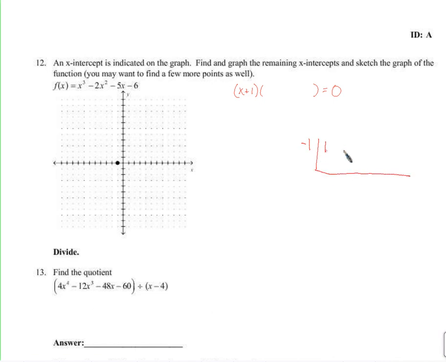And then I put my 1, negative 2, negative 5, and negative 6. Bring down the 1. Negative 1 times 1 is negative 1. I got negative 3, positive 3, negative 2. I'm forgetting that this is the one that I said was off. It should have been plus 2x squared, but I didn't catch it in time to tell everybody that that was the case.